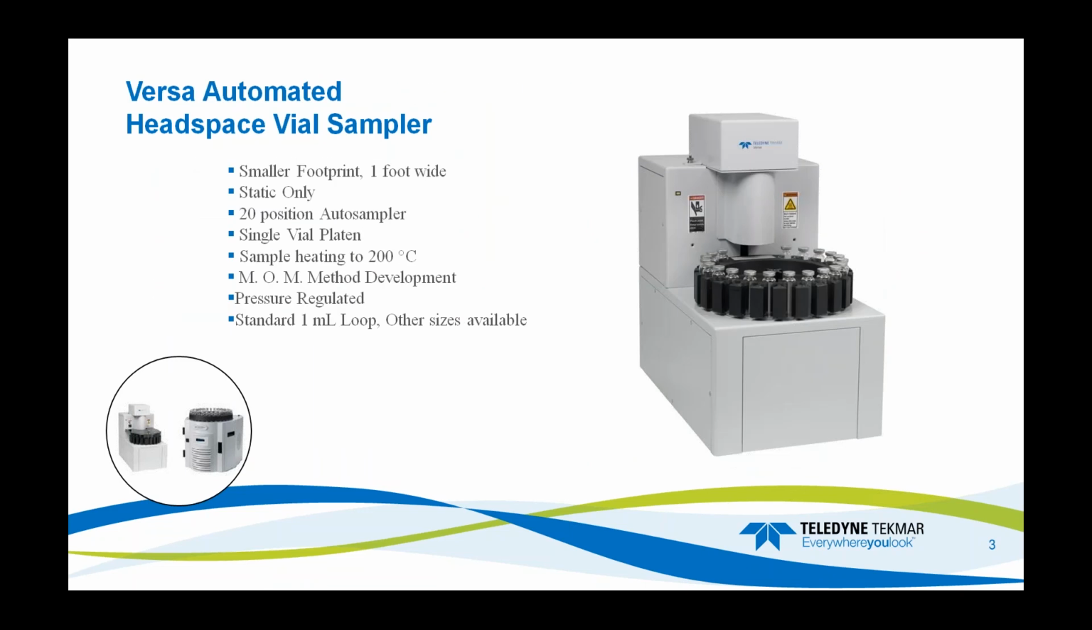The Versa automated headspace vial sampler has a smaller footprint. It's only 1 foot wide. It is static only. It has a 20-position autosampler, a single vial platen. The sample can be heated up to 200 degrees C, and it also has the MOM method development software for the sequence. It is pressure regulated. It comes with a standard 1 mL loop, and other sizes are available.